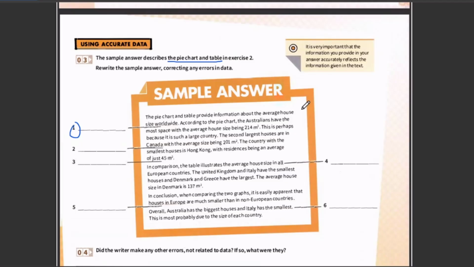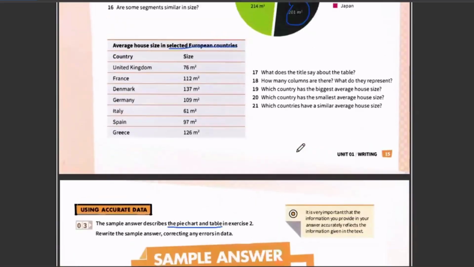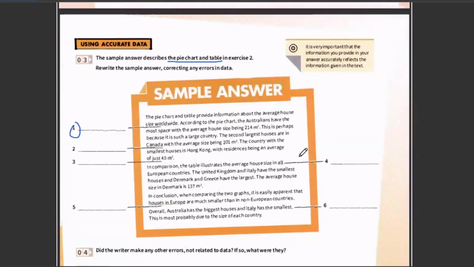Is there any mistake that you find? Like they said with residence, so there is no mention of any residence or something. Okay, so whenever there is a house, there is residence, right? So that is not a problem here. The problem here is an average of just 45 meters square. So when we are using the word average, it's better not to use just with it, right? Because when we are using just, it actually implies that we're specifying on that amount.